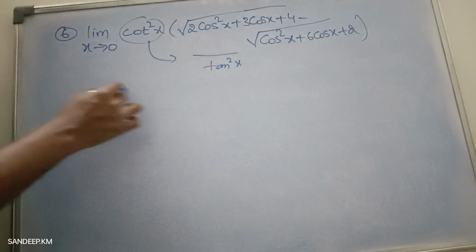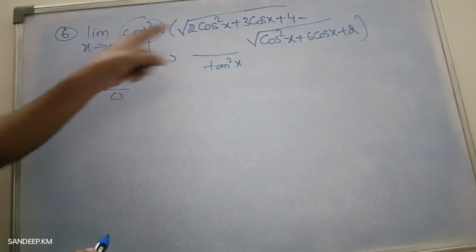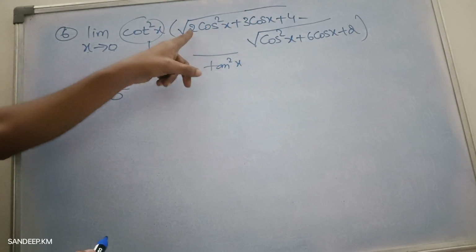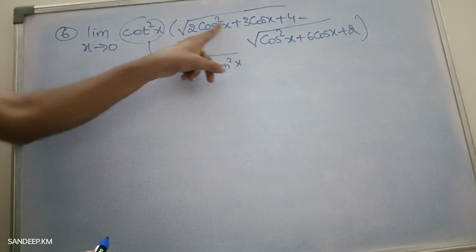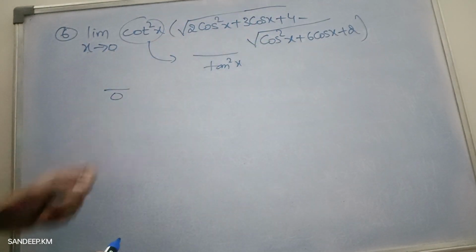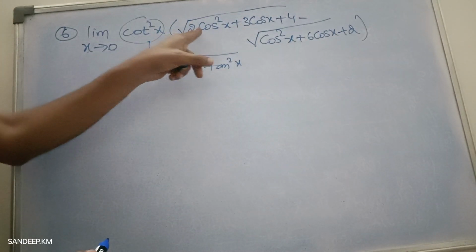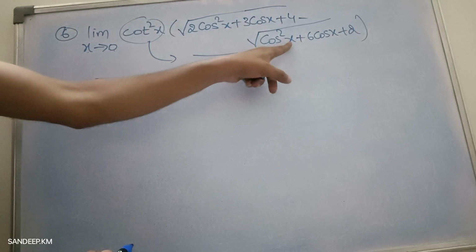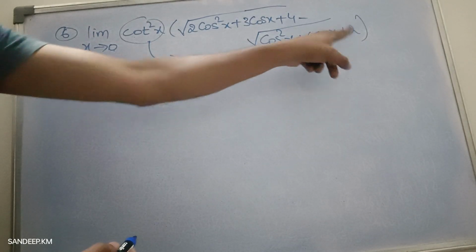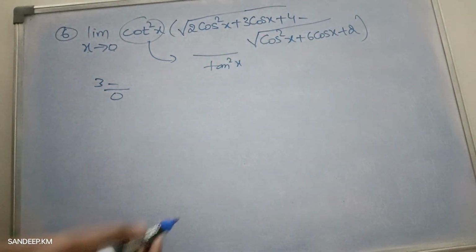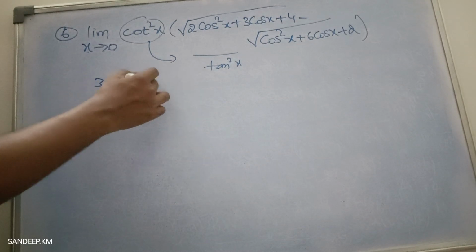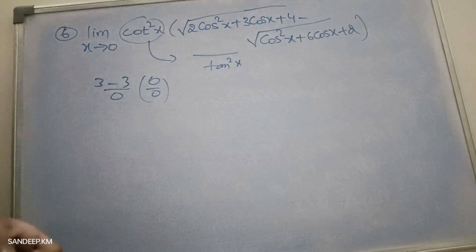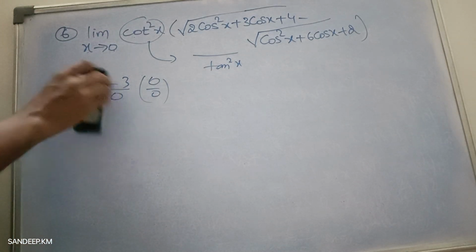So the denominator is approaching 0, and substitute x as 0 in the numerator here. Cos square 0 is 1 only. So 2 plus 3 plus 4 will be 9. So square root of 9 is 3 minus. Again cos 0 is 1 only, right? 1 plus 6 plus 2 is 9. Under root 9 is again 3. So 3 minus 3. So you are getting again 0 by 0 form. Let us see what happens if I rationalize it.